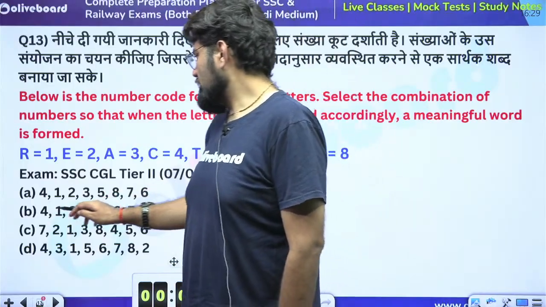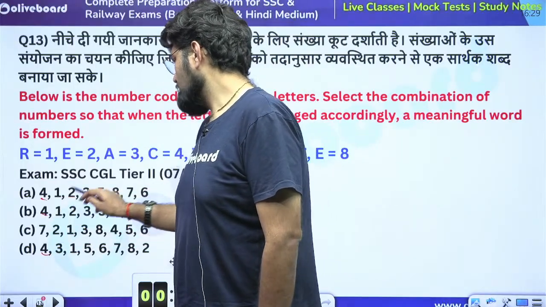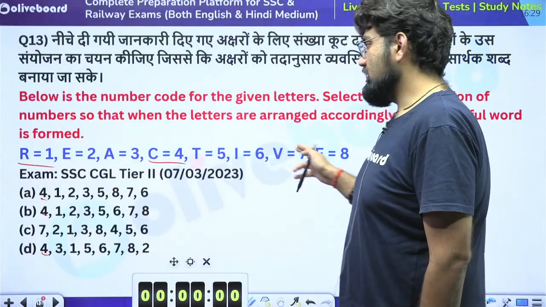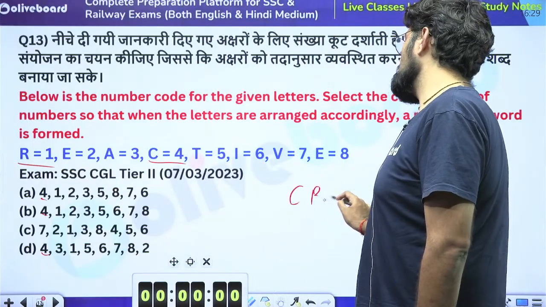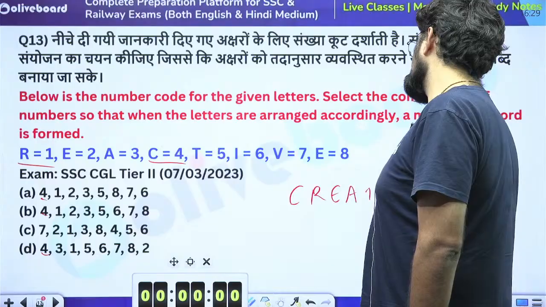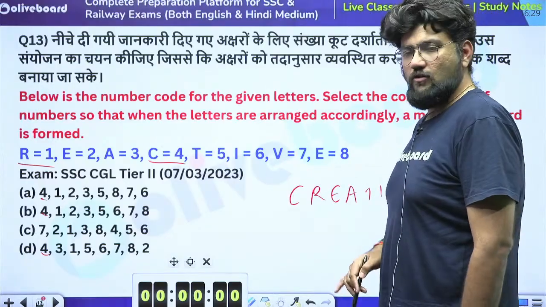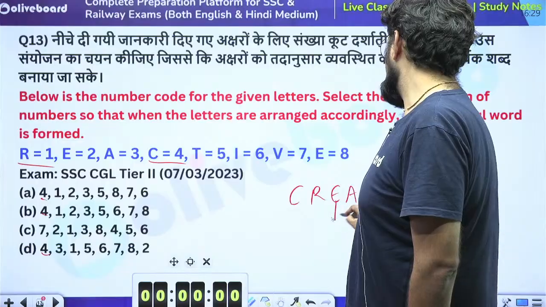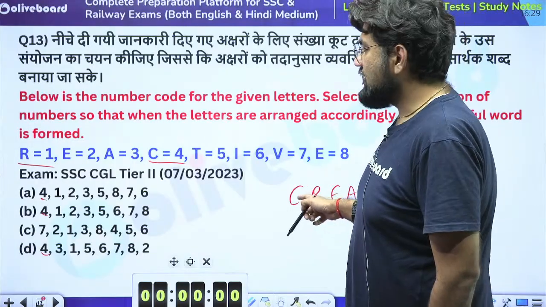If you go by the majority options, you will see that 4, 1. So it's starting with C and R. Now think. So a lot of you will get it right away. You will say, oh, it is creative. So you can take help from the options also. If it is creative, what is repeating here? E. So we'll reject E here and we'll start straight away with the other letters.